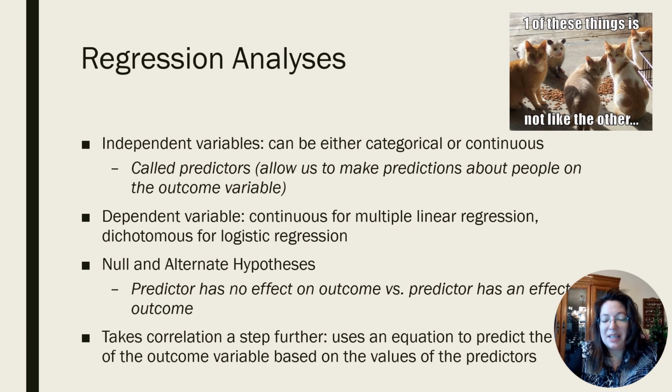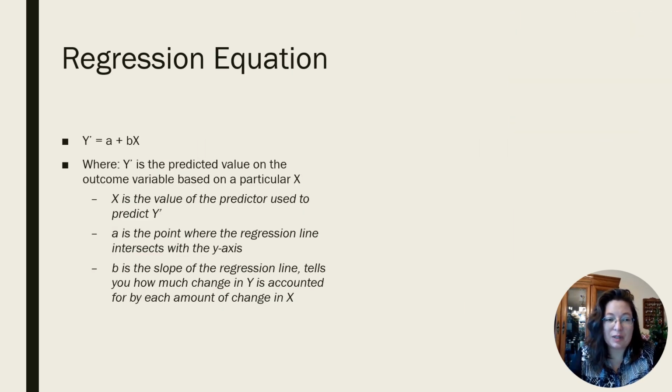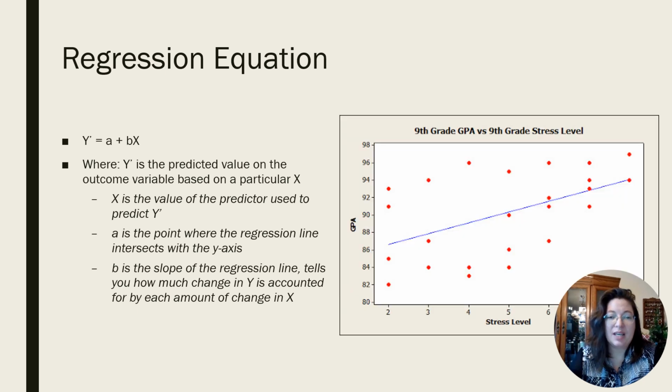So the way it takes a correlation a step further is that it can handle multiple predictors at a time versus a correlation, which is bivariate, right? It's only two variables at a time. And the way it does this is by creating what's known as a regression equation. So the standard regression equation, the simplest one, is right here. You might remember this from high school, right? Y is equal to A plus BX.